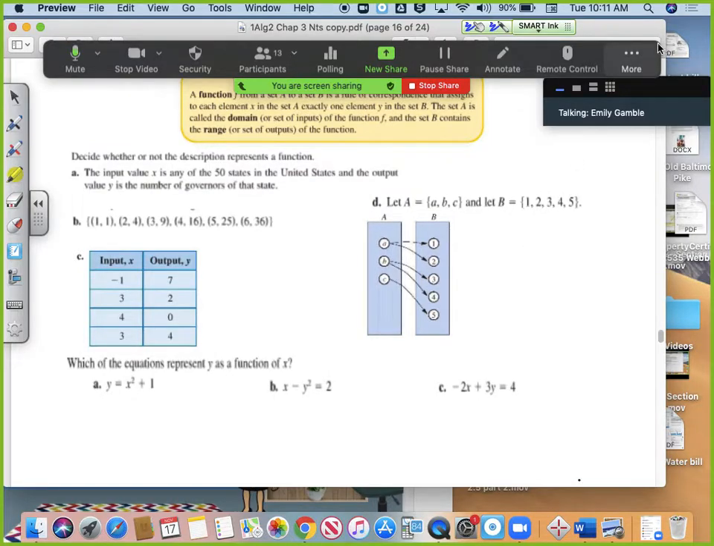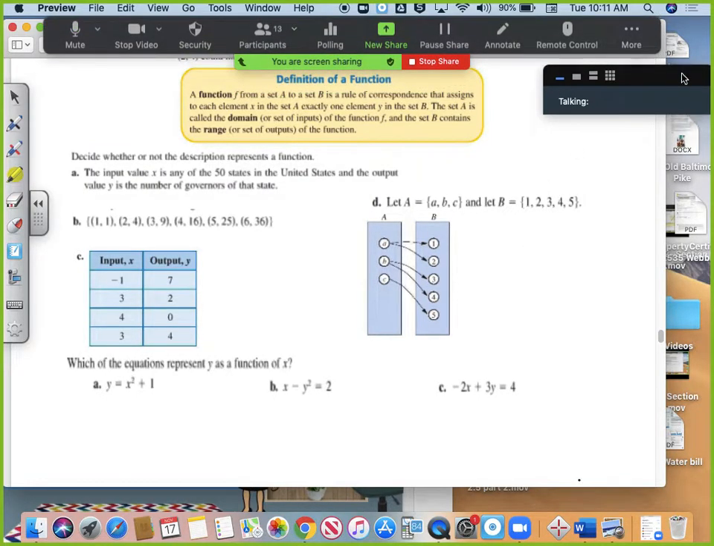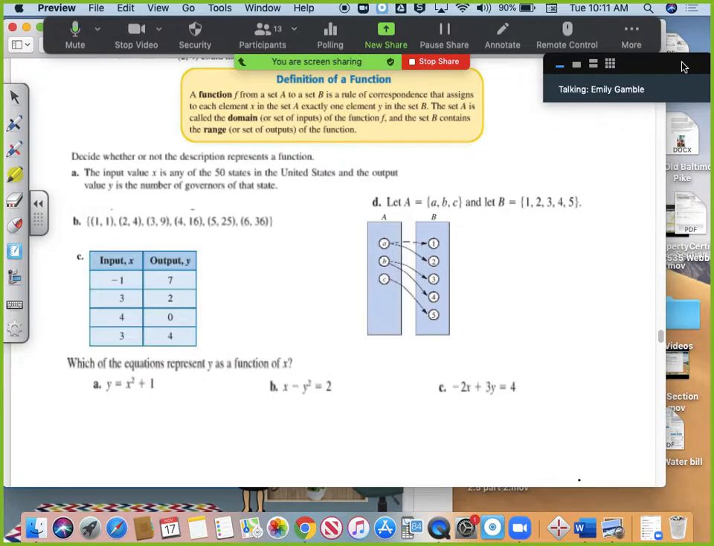The first one is just like a random thought-provoking question, not necessarily math. It says, the input value x is any of the 50 states in the United States, and the output value y is the number of governors of that state. So you would have to know that there are 50 different states, and how many governors are there per state? 1. Okay, so we have all the different states, and all of these states have 1 governor.